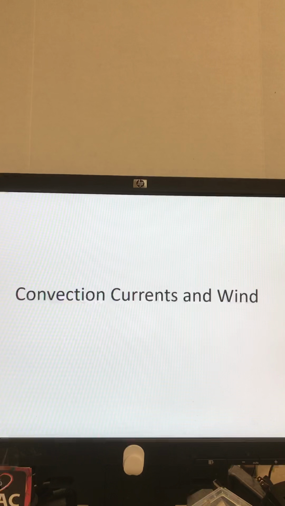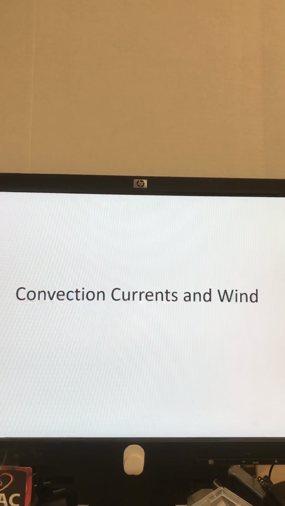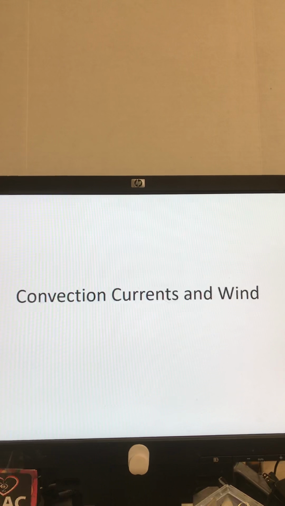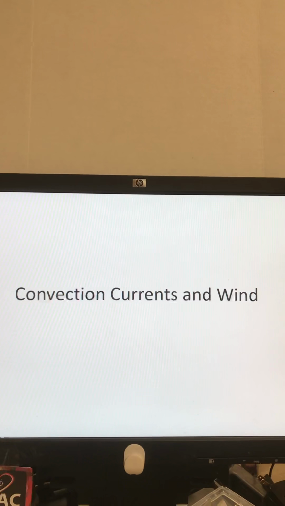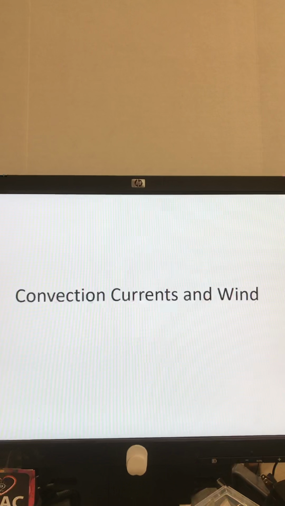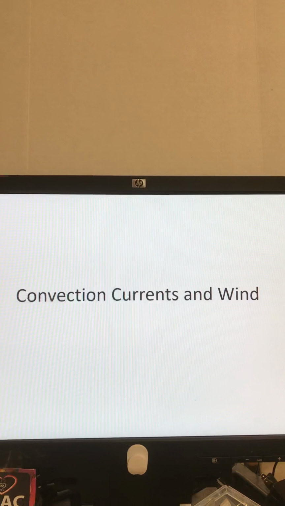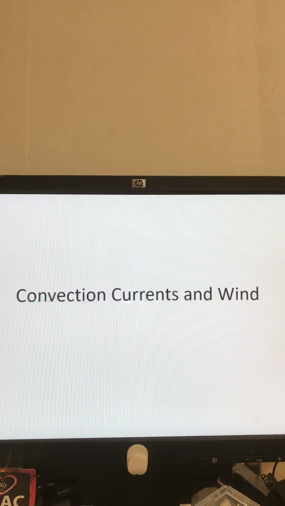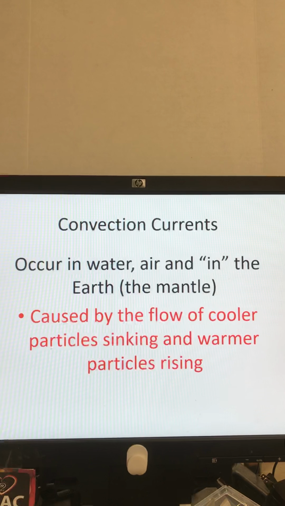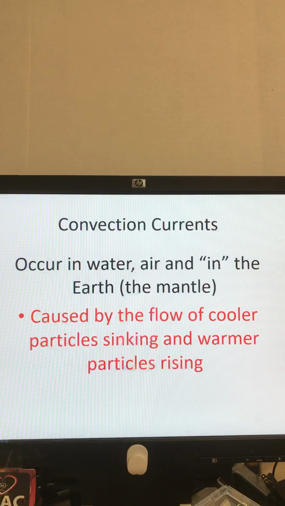Okay, well, this is another lesson that we had in class. It is convection currents in the wind and how we get land and sea breezes. Let's start out with talking about convection currents. Convection currents are found in the air and in the mantle.